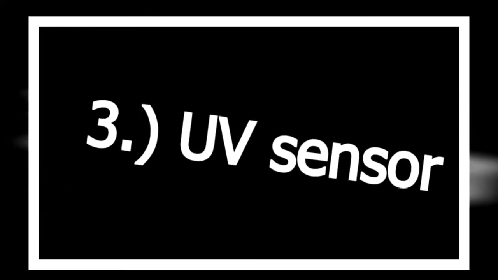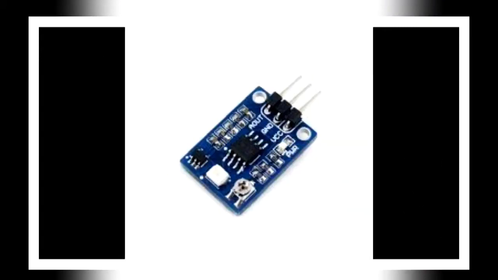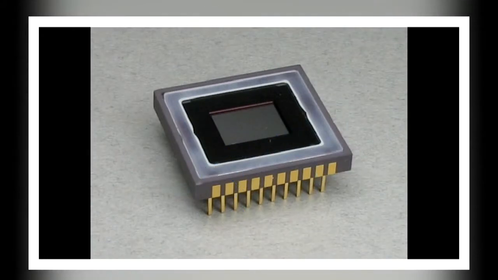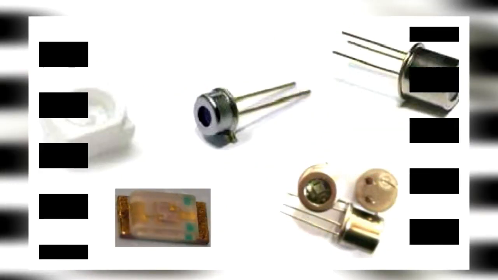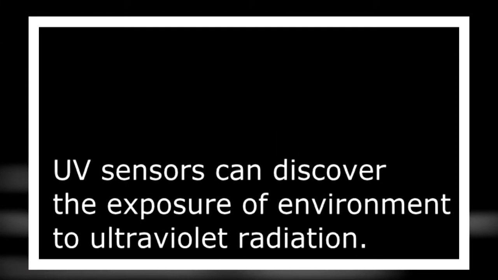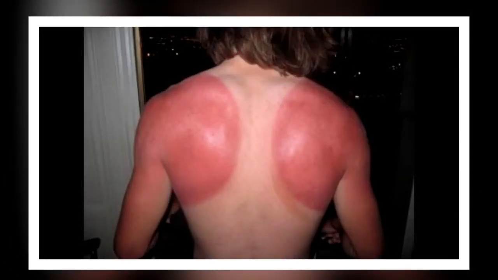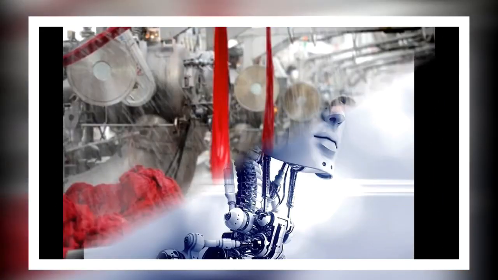3. UV sensor. These sensors measure the intensity or power of the incident ultraviolet radiation. This form of electromagnetic radiation has wavelengths longer than X-rays but still shorter than visible radiation. UV sensors can discover the exposure of the environment to ultraviolet radiation. It has many applications, e.g., measures the portion of the UV spectrum which sunburns human skin, pharmacy, automobiles, robotics, dyeing processes.